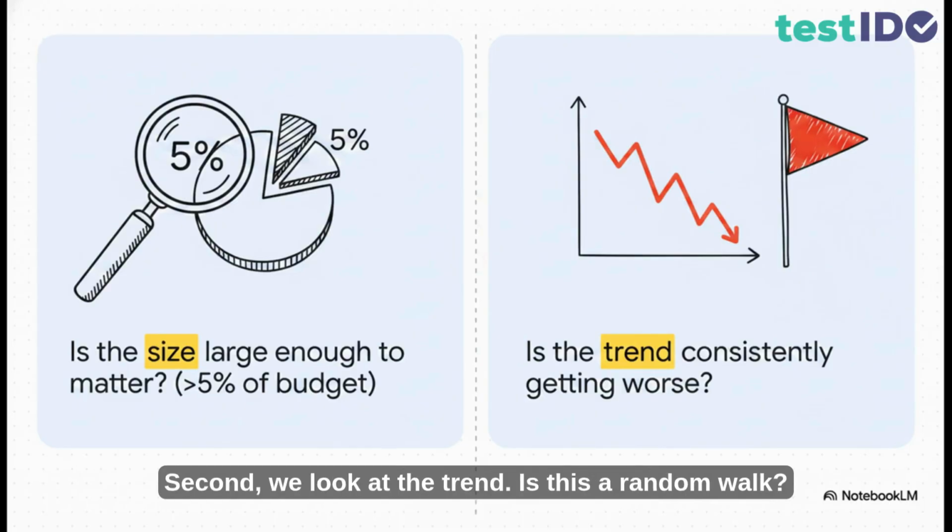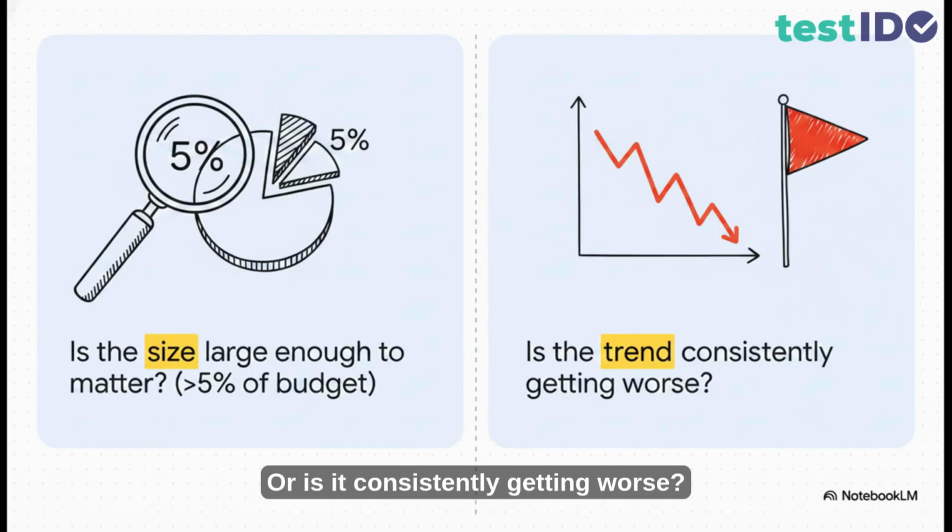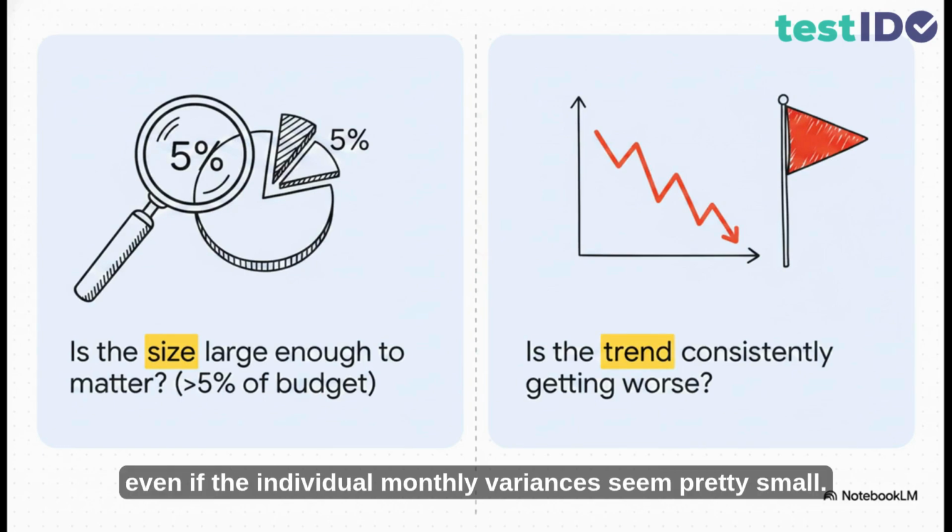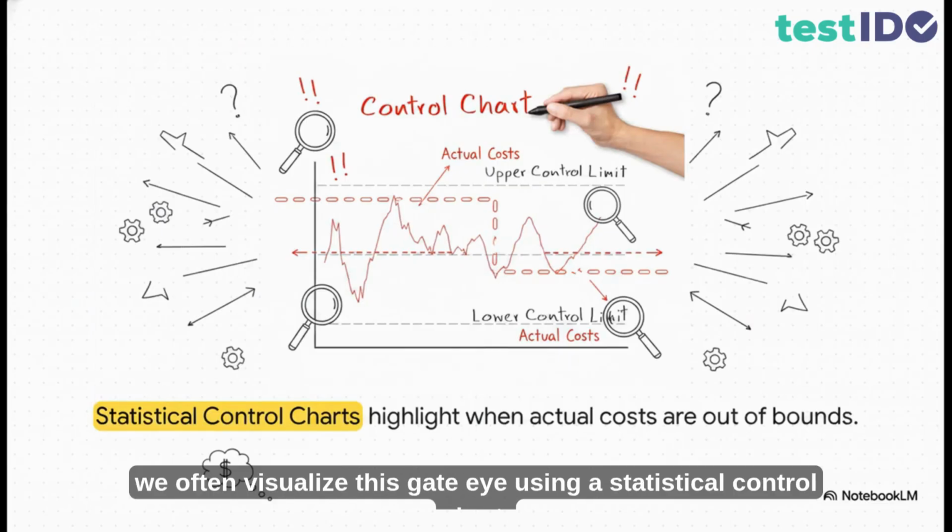Second, we look at the trend. Is this a random walk, meaning it's favorable one month, unfavorable the next, just kind of bouncing around? Or is it consistently getting worse? A continuous downward trend is a massive red flag that you need to dig into, even if the individual monthly variances seem pretty small.